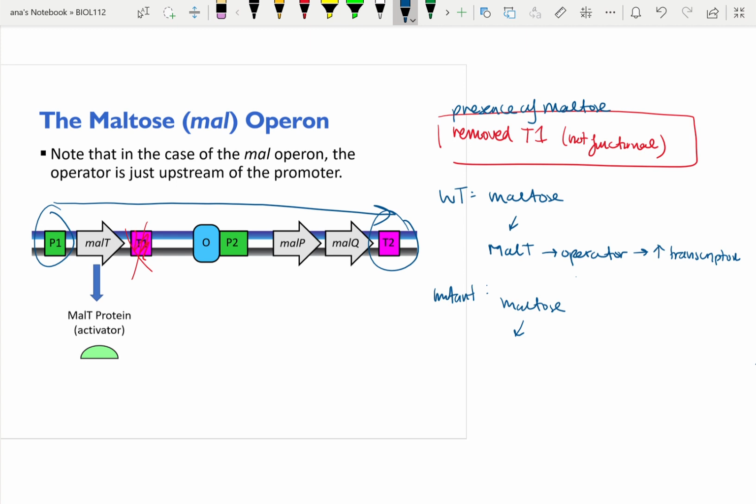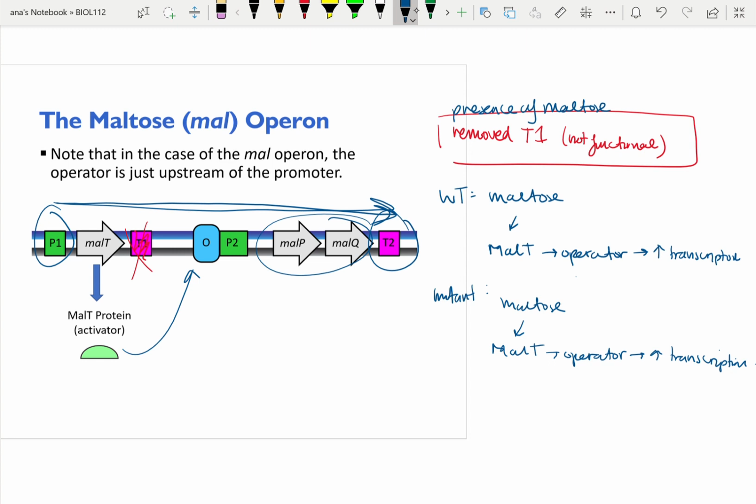So it's still being made, we can still have MALT present and maltose can bind to it. So we have MALT present, maltose can bind to it, and we will have binding of this active MALT to our operator. Okay, great. So we have binding to the operator just like we did in the wild type, right? That's what we said. But now we also have another level to this, where we also have transcription of MALP and MALQ from the second pathway that we mentioned before by transcribing from P1 to T2.